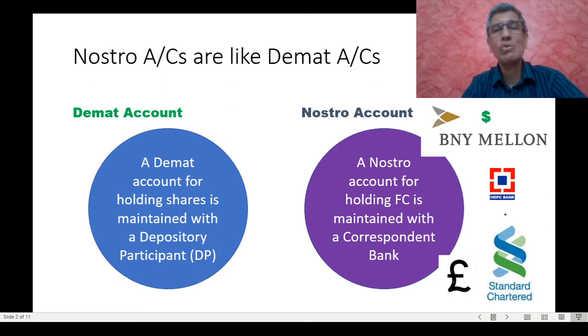So these are Nostro accounts of HDFC Bank, accounts on your books, which means in this case on the books of Standard Chartered Bank in pound sterling and BNY Mellon in US dollars. These banks are referred to as correspondent banks of HDFC Bank. Now, Nostro accounts are like Demat accounts. When an investor buys shares, he needs to maintain a Demat account with a depository participant. Likewise, for a bank to undertake buying and selling transactions of foreign currency, it needs to maintain a Nostro account with a correspondent bank.